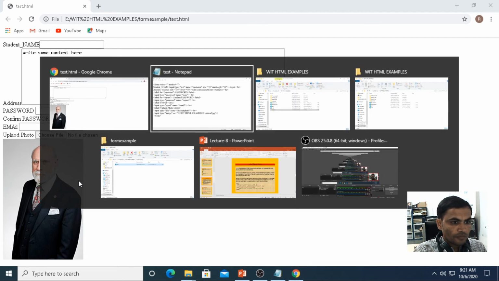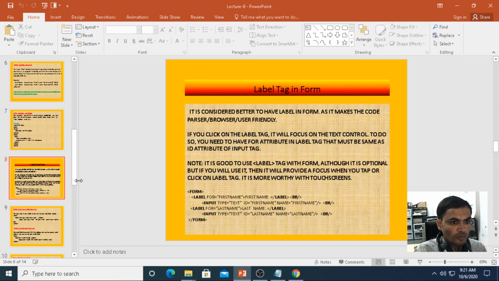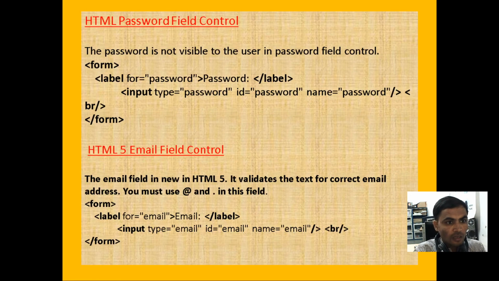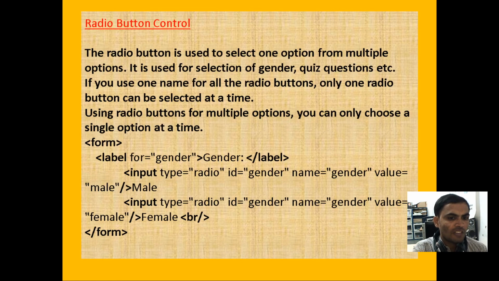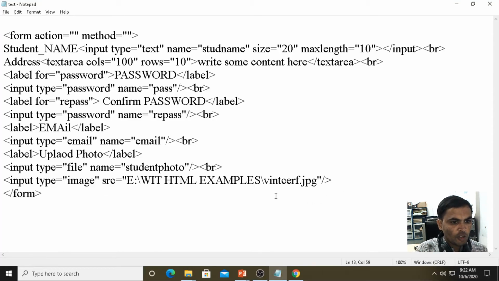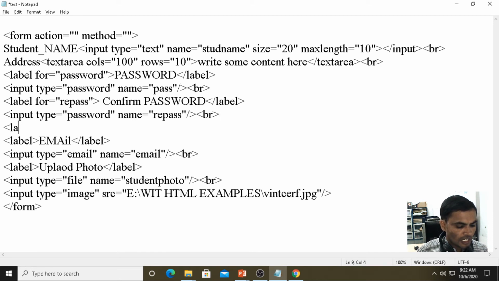Then the label is over, the password is over, the email is over, and the radio button will be there. If you want to use gender, male or female, then we can go for the radio button. See here, before the confirm password, now I am using a label, gender, closing the label.